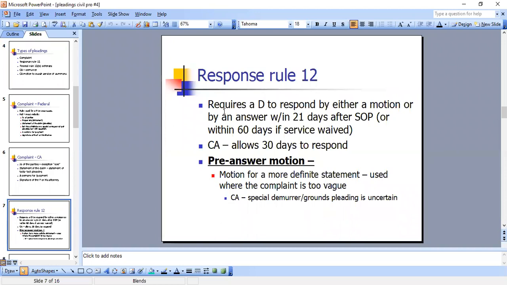Response, this is the response to the complaint. This is the Rule 12 motion. It requires a D to respond by either a motion or by answer. This is important. I see this all the time.